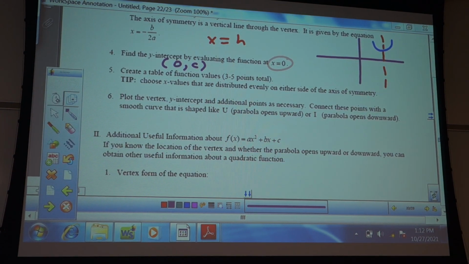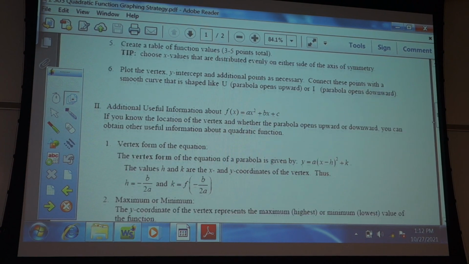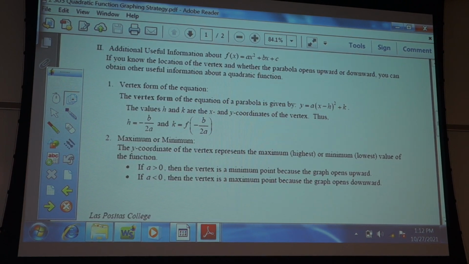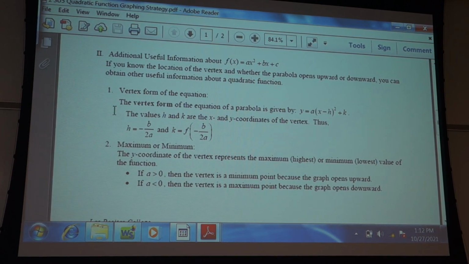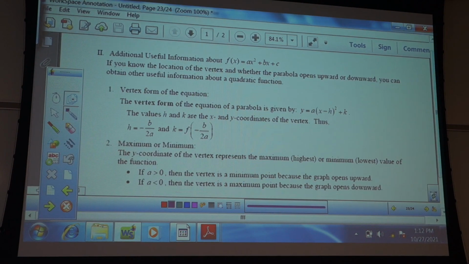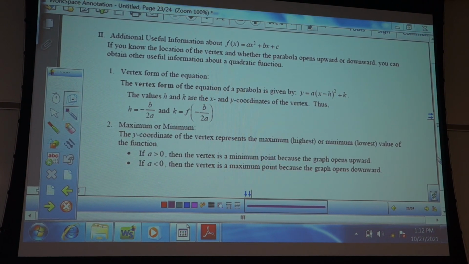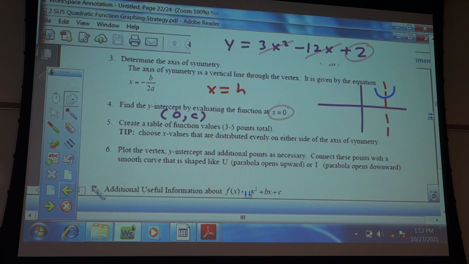Want to do that on a sheet somewhere? We'll do some examples. This is just kind of your Bible, to give you some useful information about it. So in this case we had 0, 2, right? Does that make sense?